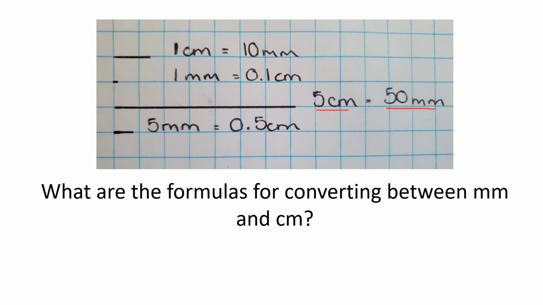When I want to calculate how many centimetres the millimetres are, I am looking at, I have 1 centimetre here, which is equivalent to 10 millimetres. 10 millimetres is divided by 10 to get back to centimetres. Here I can see 1 millimetre and the equivalent 0.1 centimetres. This has been divided by 10.